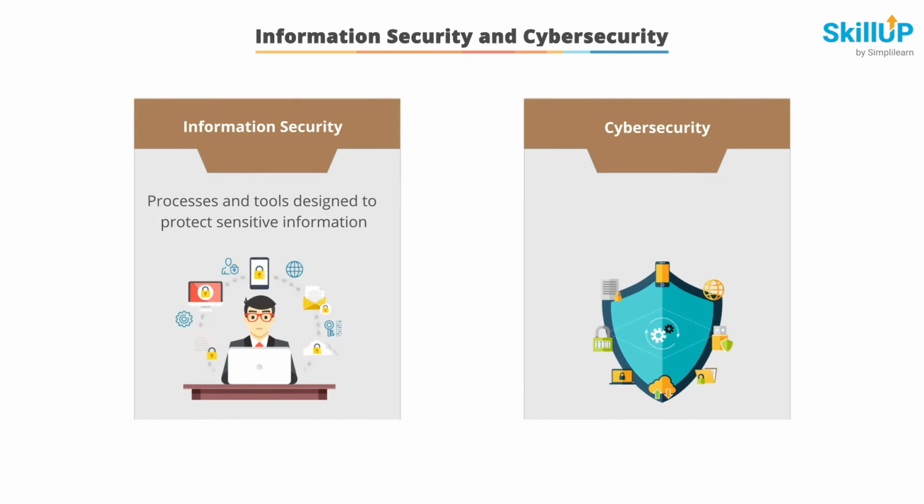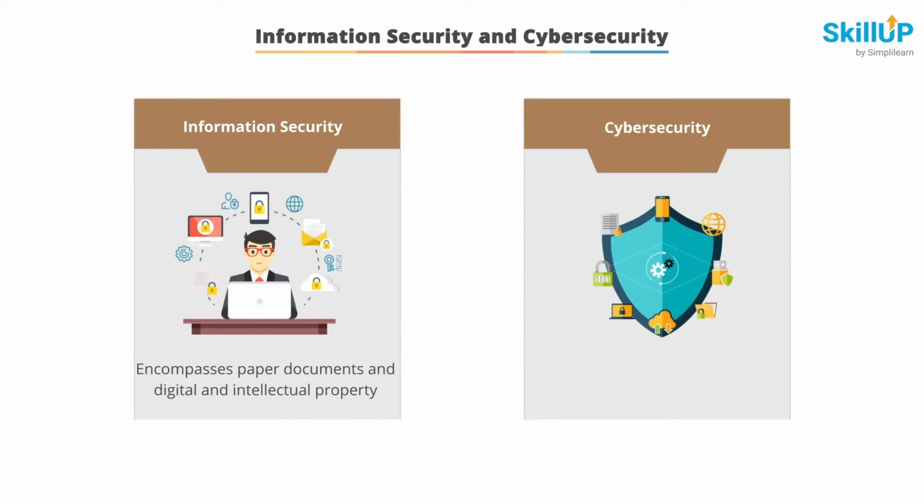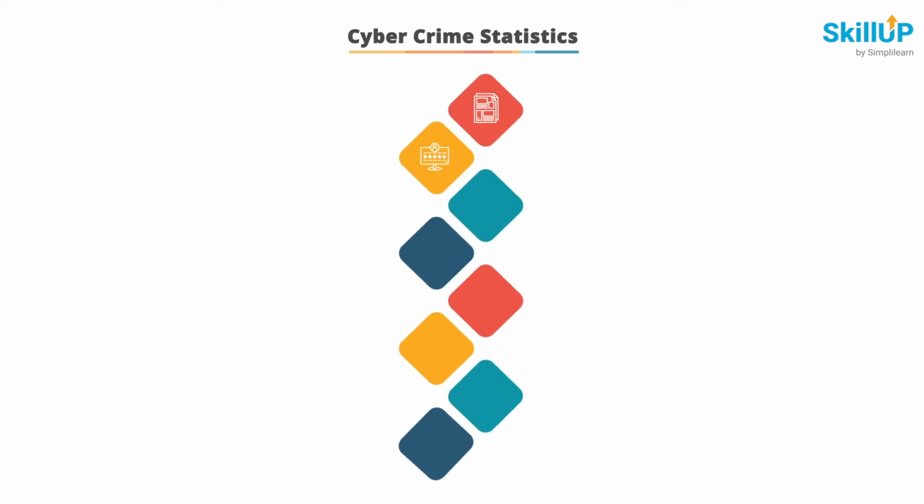Information security often refers to the processes and tools designed and deployed to protect sensitive business information from modification, disruption, destruction, and inspection. Cybersecurity, however, refers to a set of techniques used to protect the integrity of networks, programs, and data from attack, damage, or unauthorized access. Again, information security deals with information, regardless of its format. It encompasses paper documents, digital and intellectual property in people's minds, or verbal or visual communication. Cybersecurity is a component of information security.